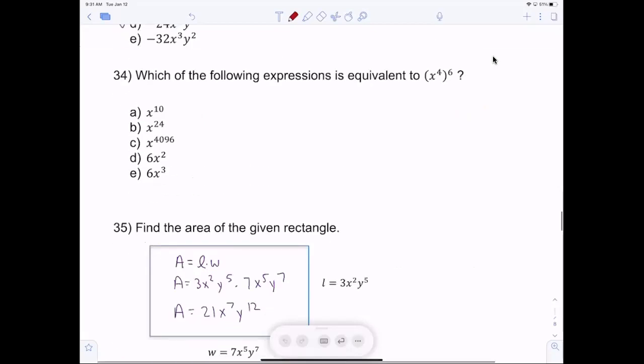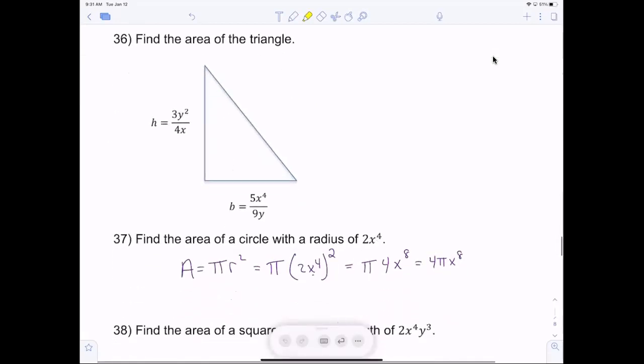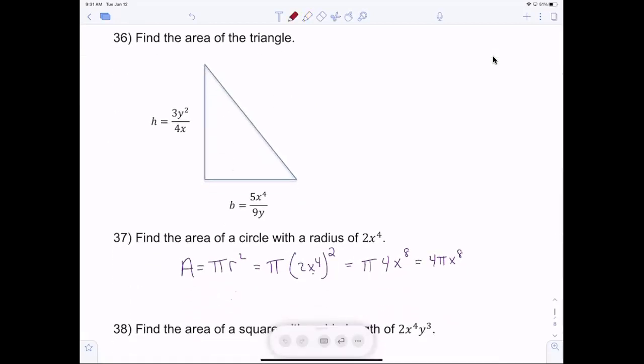Mr. Danzy. Okay, yeah. So 34 would be B. Why? Because 6 times 4 is 24. That's right. Power to power, you're multiplying. Very good. X to the 24th. All right, here we go. 36. Do you remember the formula for area of a triangle? You are amazing. Area equals 1/2 base times height. Area equals 1/2. What's the base?